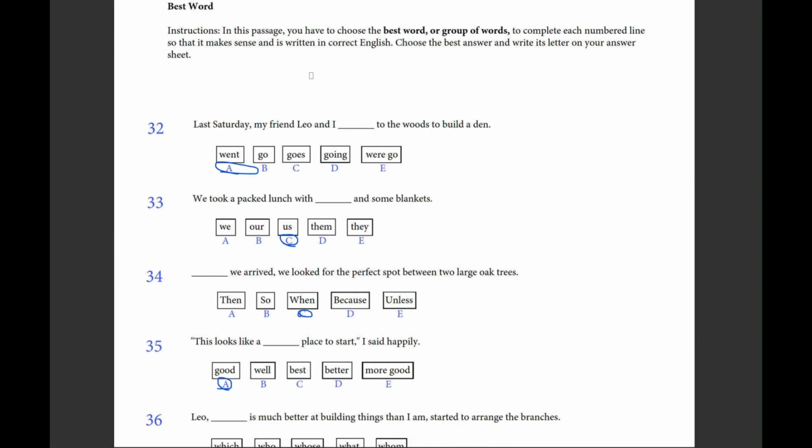Question 32. Best word. Here we have the sentence, "Last Saturday, my friend Leo and I blank to the woods to build a den." Our choices are A, went; B, go; C, goes; D, going; E, were go. Thinking about why not, B, C, D, and E are all ungrammatical, which means they don't follow the rules of grammar, especially for past narration, which describes something that happened in the past. The correct answer is A, went. The explanation is that past simple matches "last Saturday," telling us when the event took place.